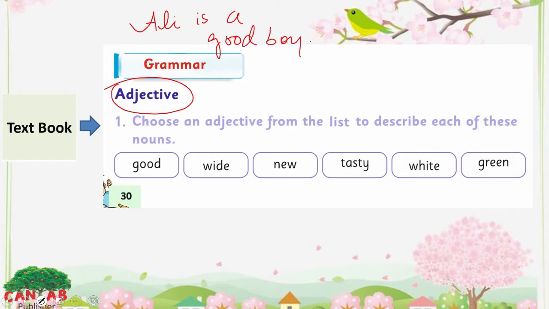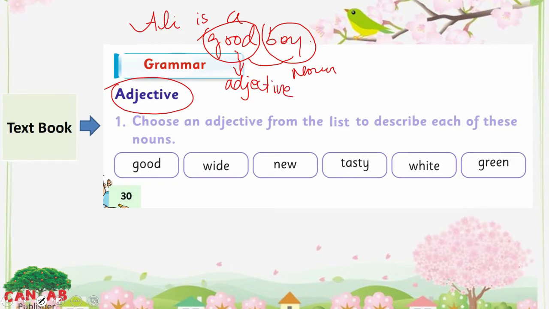In this sentence, boy is a noun. And which will be the adjective in this sentence? Yes, good. This is the quality of a noun. This word is an adjective and it is describing the noun boy here. It is telling you that the boy is good and describing that quality of boy, that he is a good boy. Good is what? Adjective.